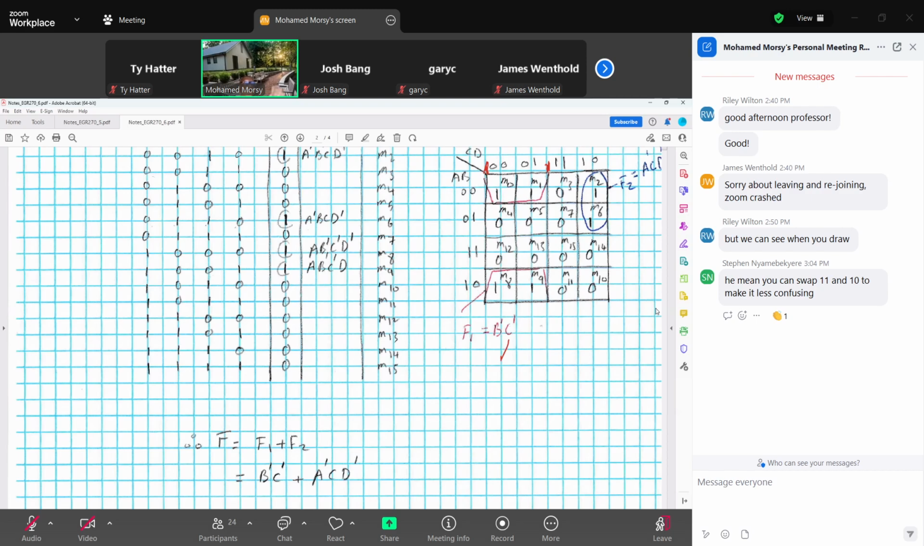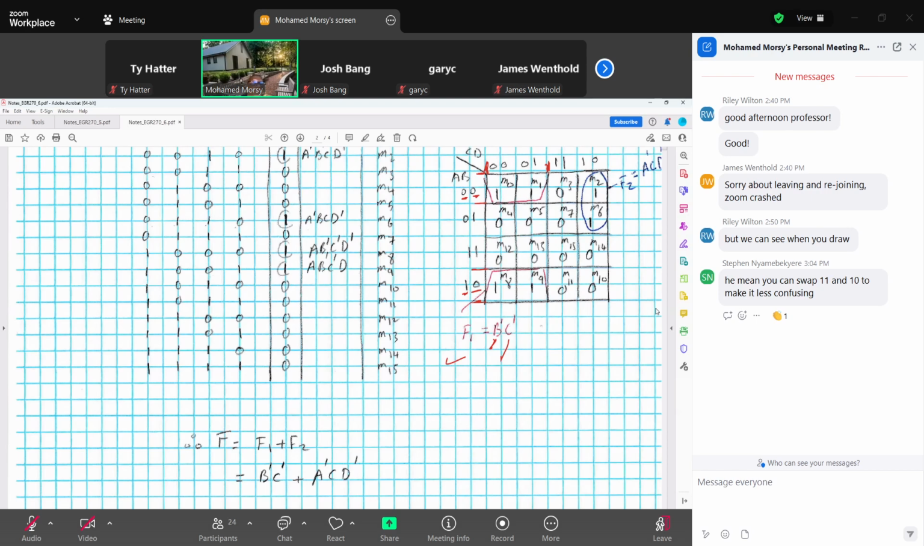For AB, we have this portion and this portion. So we look at what happens for A and B within these portions. A is 0 and 1, skip A. B is 0 and 0, so we take B inverted. So this is F1.